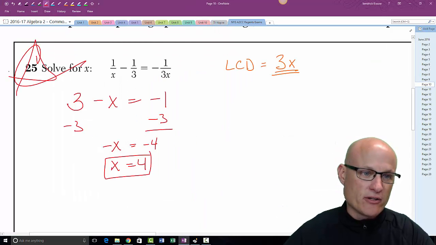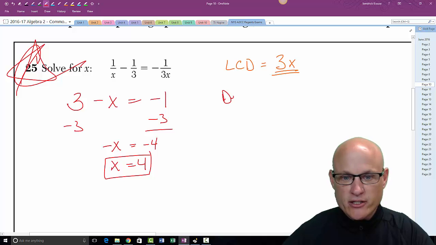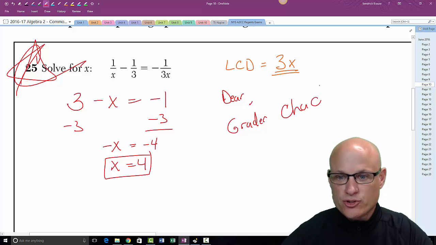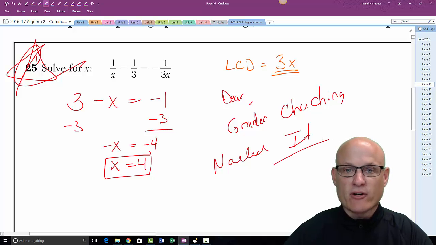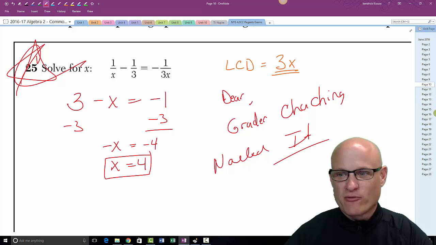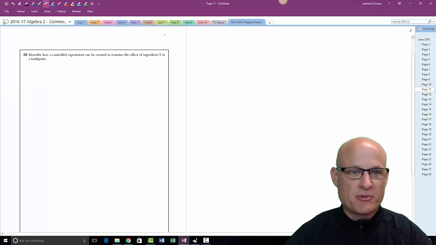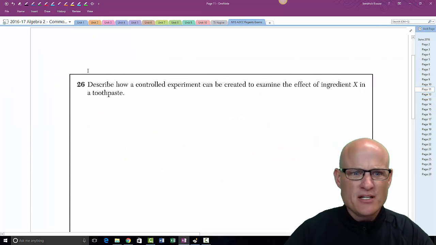Put a big C, star it up, write your dear grader. Ka-ching. Nailed it. Leave your grader a note. They enjoy it. It's a lot more fun to grade when you have fun things kids are saying.